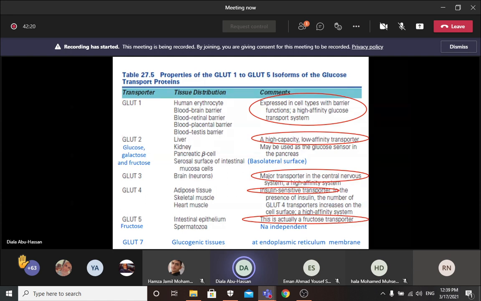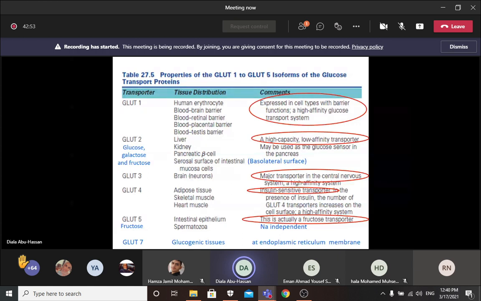GLUT number 3 is the major transporter in the central nervous system, with high affinity. Remember that the brain relies mainly on glucose as a source of energy. So it has this specific one to guarantee that enough glucose is reaching the brain to supply it with the needed energy. The next type, GLUT number 4, is the insulin-sensitive transporter.